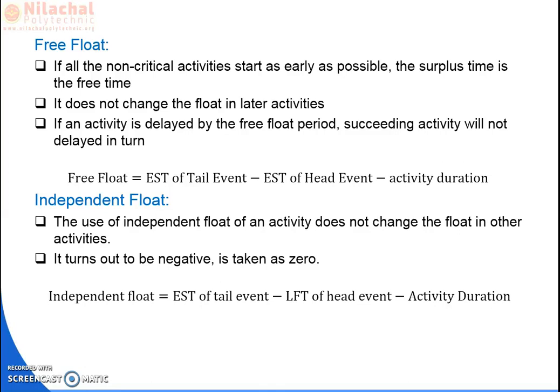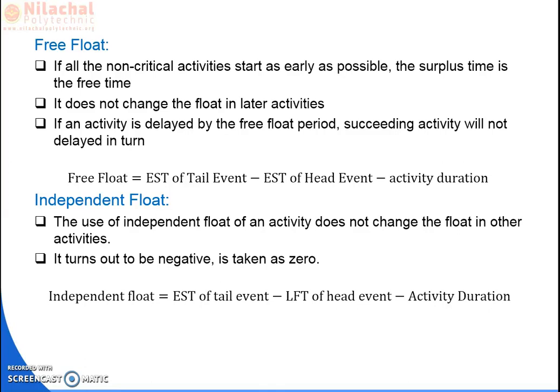Now free float. If the activity is delayed by the free float period, the succeeding activity will not be delayed in turn. It does not change the float in later activities. There is a formula for it: free float is equal to EST of tail event minus EST of head event minus activity duration.